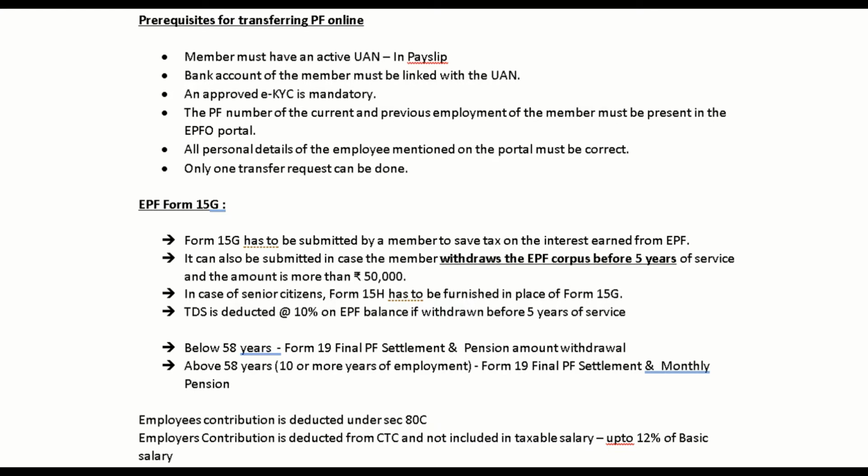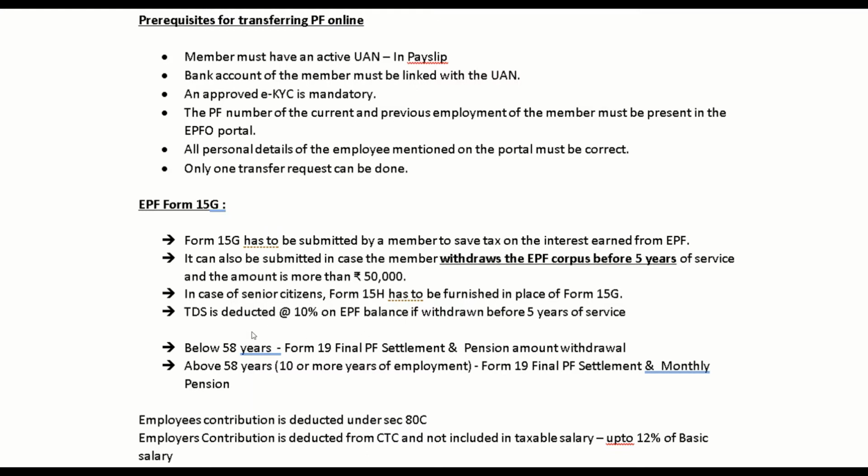So if you are withdrawing the amount within 5 years, you will be taxed. If it is less than 50,000, no tax; more than 50,000, TDS will be deducted at 10%. So if you want to avoid that, submit form 15G, and senior citizens have to submit 15H to get rid of this tax deducted at source.